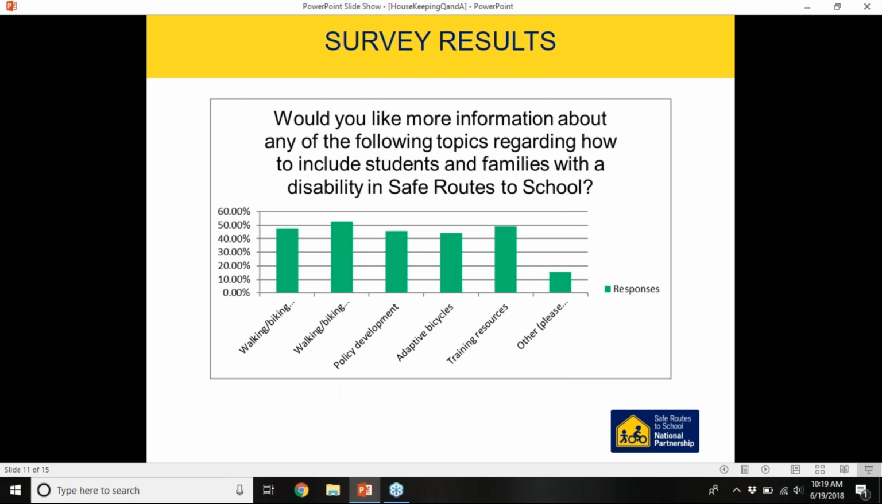And then the last question, would you like more information about any of the following topics regarding how to include students and families with a disability in Safe Routes to School? And you can see that there is a lot of interest in learning more about how to include students with disabilities in walk and bike education, walk and bike encouragement programs, policy development, strong need for more information on adaptive bicycles and training resources.